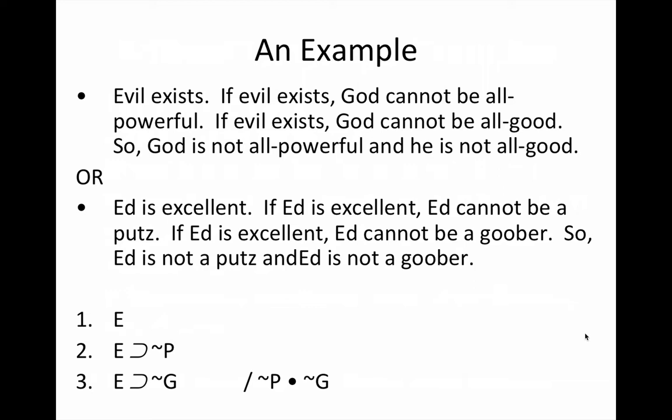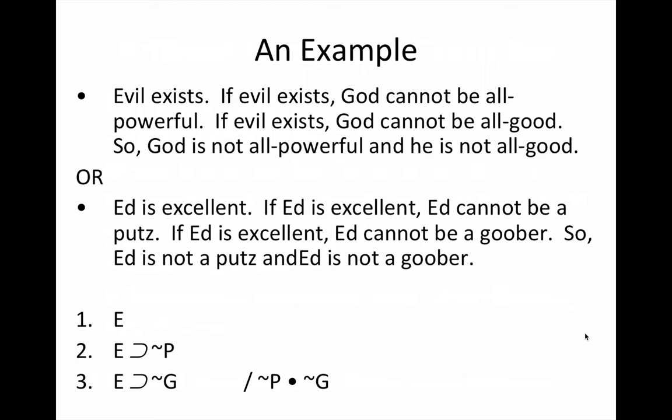Another way to put the argument is in less, maybe, religiously controversial terms. Ed is excellent. If Ed is excellent, Ed cannot be a putz. If Ed is excellent, Ed cannot be a goober. So, Ed is not a putz and Ed is not a goober. Now take a look at the three statements. Statement number 1 is a premise. That is E. Ed is excellent.